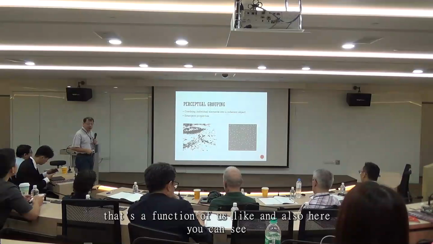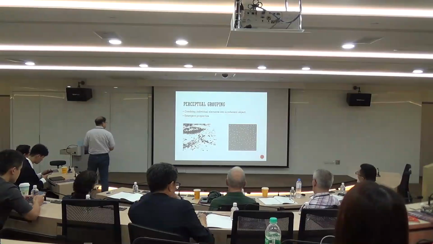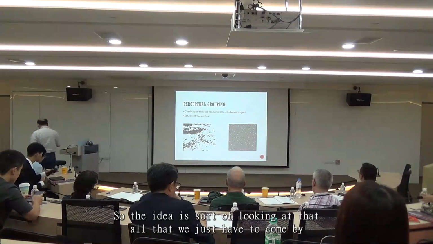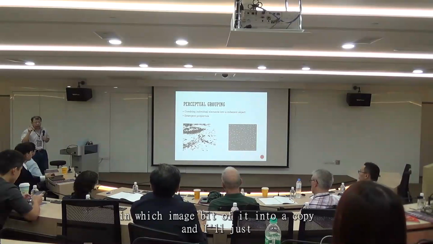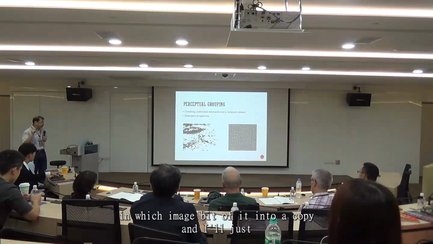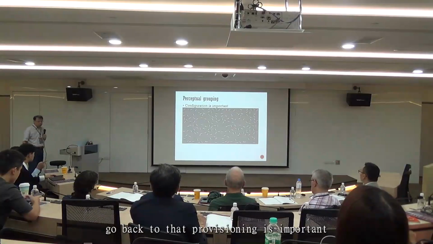dust, right? And also here you can see a circle on a bunch of black dust. So the idea of perceptual grouping is that all visual systems have to combine individual image elements into a coherent object. Okay, and to do that, configuration is important.